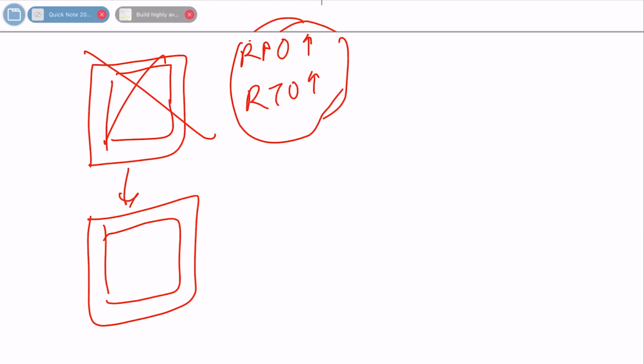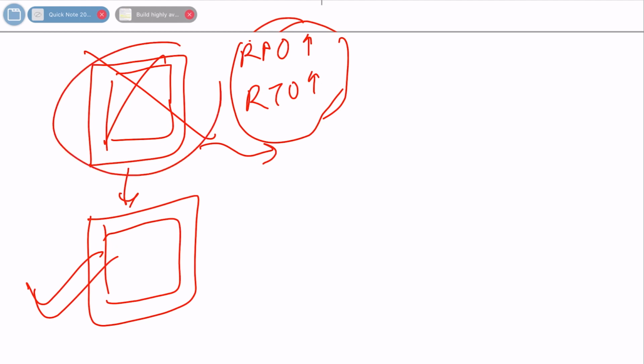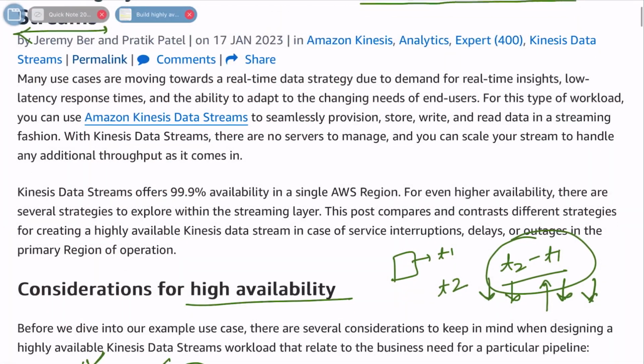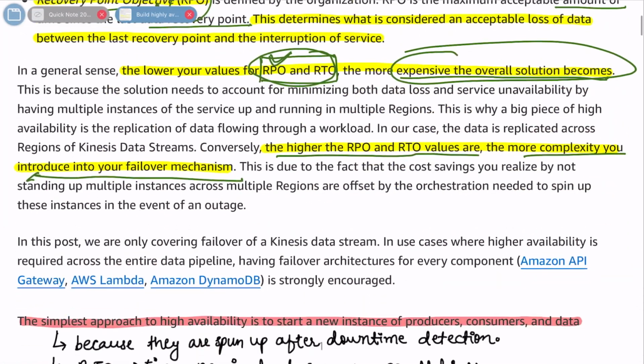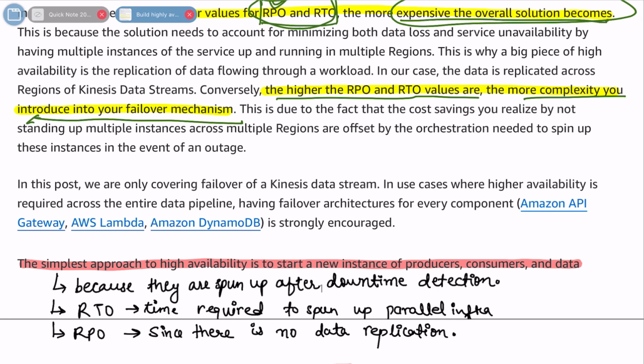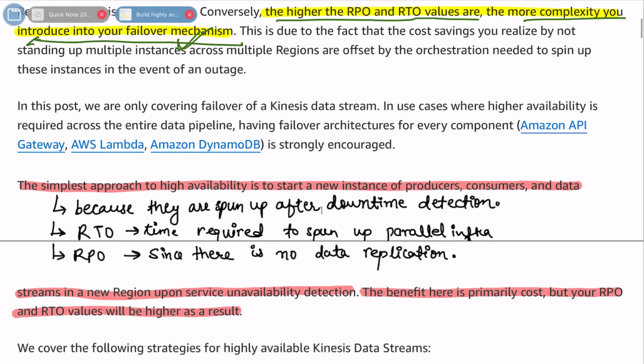Let's say this system goes unavailable, and it should come up online. But if you don't have such configuration, then in case some failures occur, you will have to have some kind of complex mechanism to make this system come up, or introduce some kind of mechanism so that you are able to do it. But definitely it will be complex. That's our whole point, that the higher the value of RPO and RTO, the more complexity you introduce in your failure mechanism. Got it? Now let's move further.